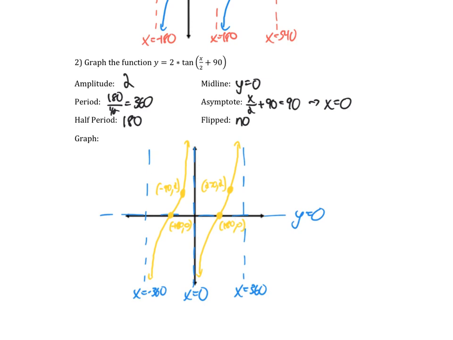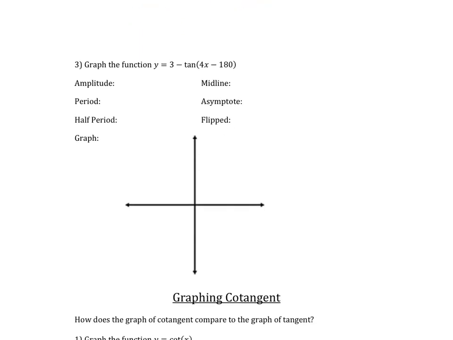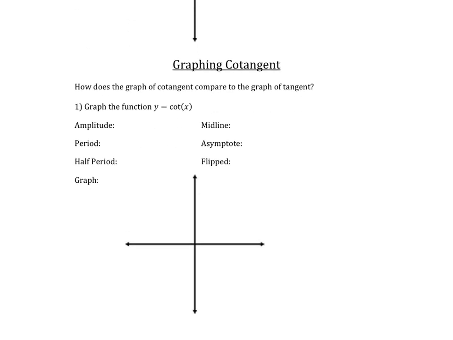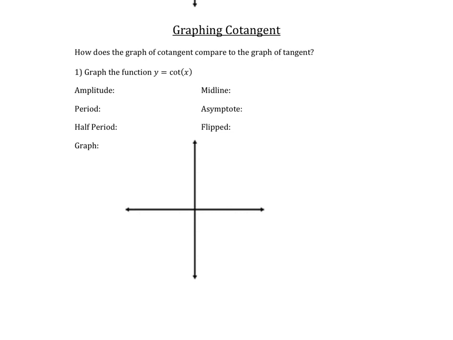All right, that's tangent. So for homework, you're going to do number 3. I want to jump into cotangent now. Cotangent we'll do very quickly because we should be able to do it quickly now that we know what tangent looks like. Amplitude's going to be 1. Period. Cotangent, again, don't forget it's just the reciprocal of tangent, so there's no reason why the period would be any different. Period's going to be 180, which means my half period's 90.